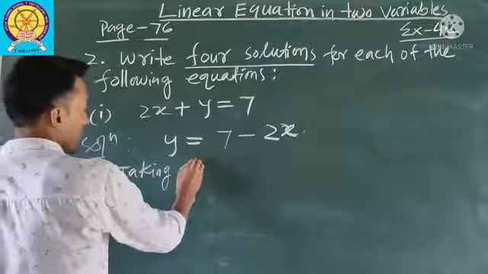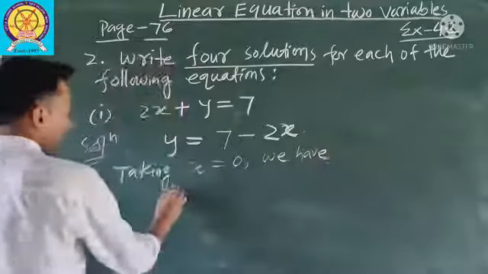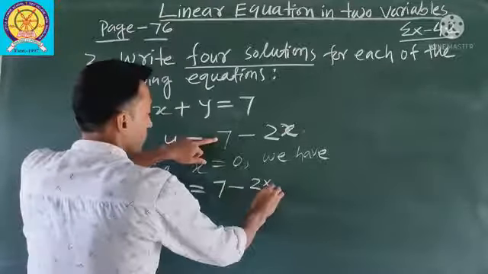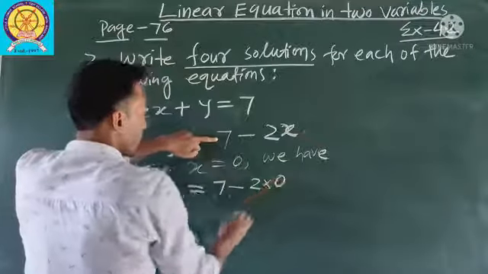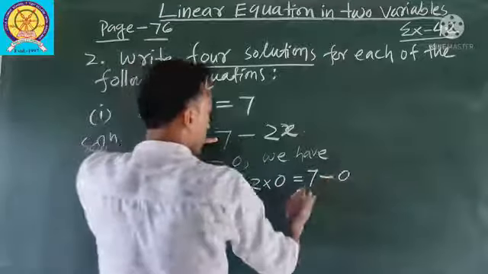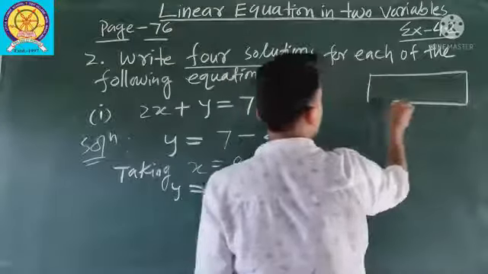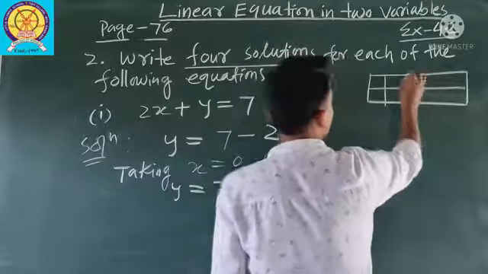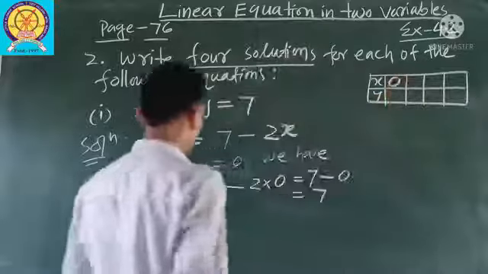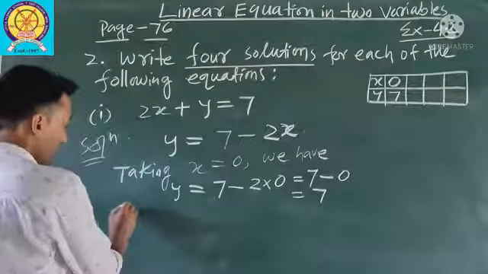Now taking x equals 0, how much is y? 7 minus 2 into 0. 2 into 0 is 0. 7 minus 0 is 7. So one solution we got: x is 0, y is 7.